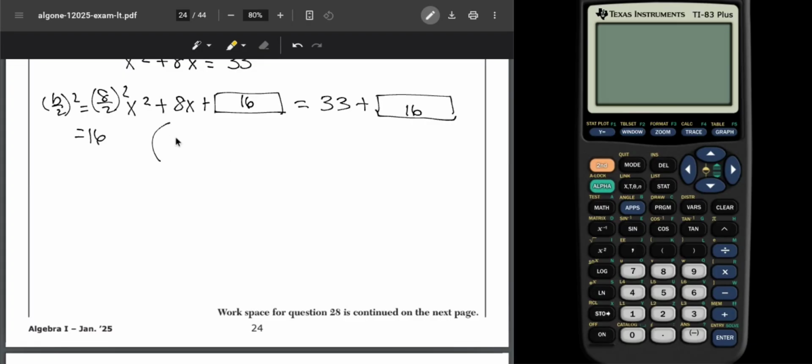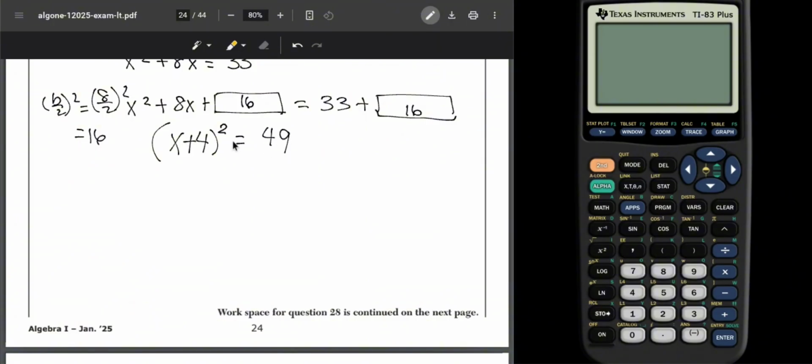So I want to write this as a binomial squared. What I'm going to do is write x, and whatever sign you have between your ax squared and your bx. I have a positive, so I have a plus. And then when you divided 8 by 2, you got 4. In other words, the square root of 16 is 4. Then you're going to add, squared is equal to 33 plus 16, which is 49.